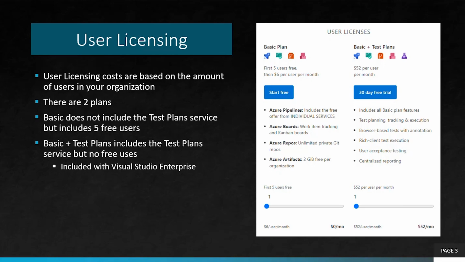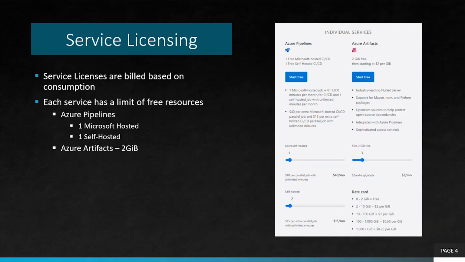But additionally, you have other types of cost for services. So instead of having a license for a user, you can also pay per service. Here's another screenshot of the website where you can see the details. And this specifically talks about the Azure Pipelines and the Azure Artifacts services. They all have like a basic free tier, we can say. The Azure Pipelines includes one Microsoft-hosted pipeline and one self-hosted pipeline. The Microsoft-hosted pipeline has a limit of 1,800 minutes per month. The self-hosted one doesn't have a restriction on the amount of minutes.